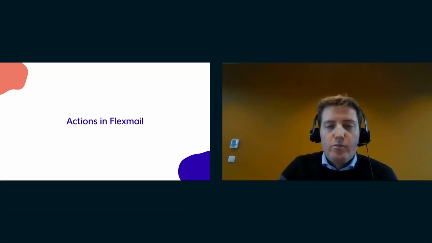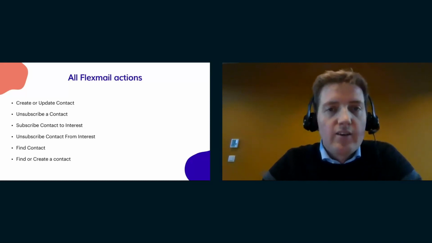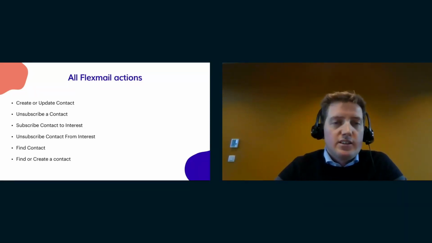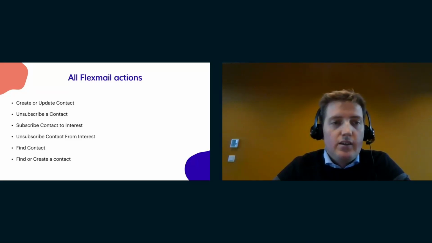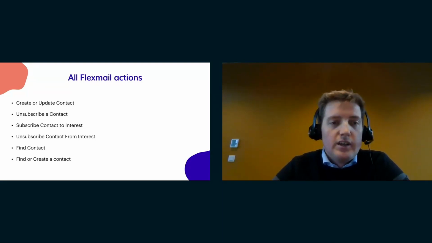These are the actions that are completed when another trigger is triggered, or when another event is triggered. So the Flexmail actions are create or update contact. This is the one we used in the example with Google Contacts. So a new Google contact was added, and then the contact is also added or updated in Flexmail. You can unsubscribe a contact. You can subscribe a contact to an interest, or unsubscribe a contact from an interest.